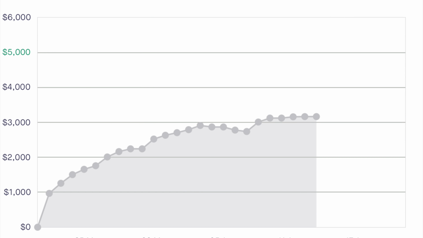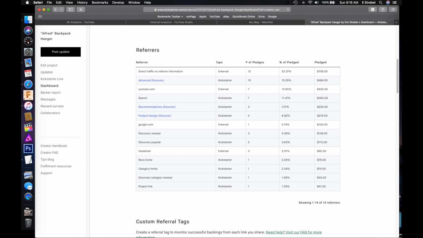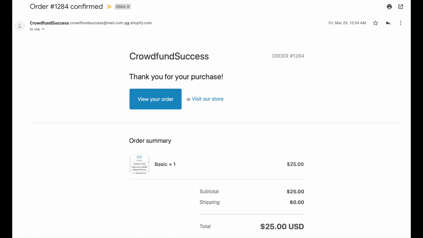So here we are on the dashboard, and it shows us basically how much money we've raised every single day to get to the point we're at. The goal is $5,000. It's a little closer to $4,000 right now. I'm getting close. This shows you, for example, where your referrals come from. So where people are clicking from before they come to Kickstarter to make a donation. This way I can track where the backers come from.